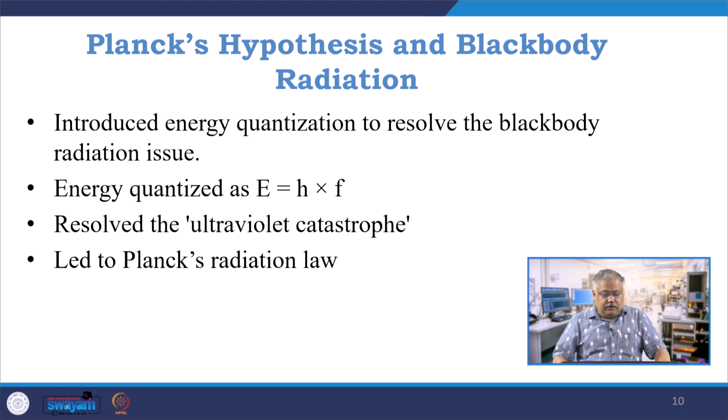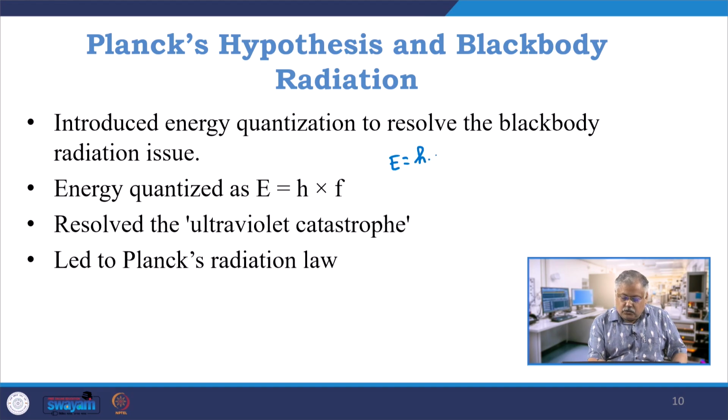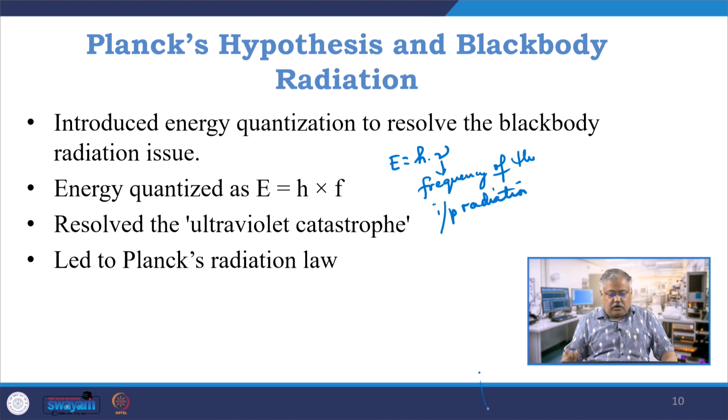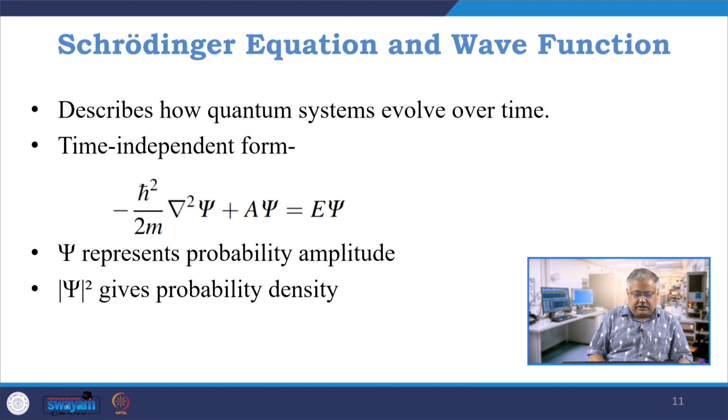And how was it resolved? Each packet of energy is quantized into h times nu. This is generally written as E equals h nu, where nu is the frequency of the input radiation. Now, this input radiation may be optical or otherwise, and that resolved the ultraviolet catastrophe in nature, and this led to Planck's radiation law. These are very old laws and have been validated in the classical and quantum world to a large extent.